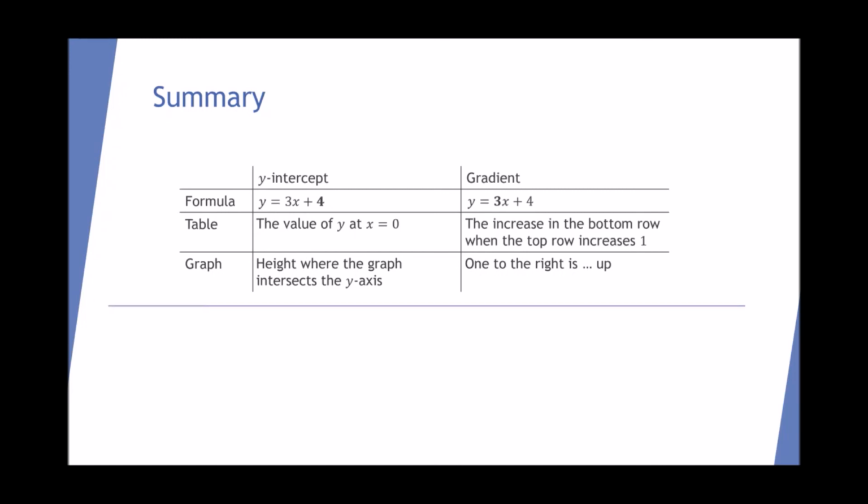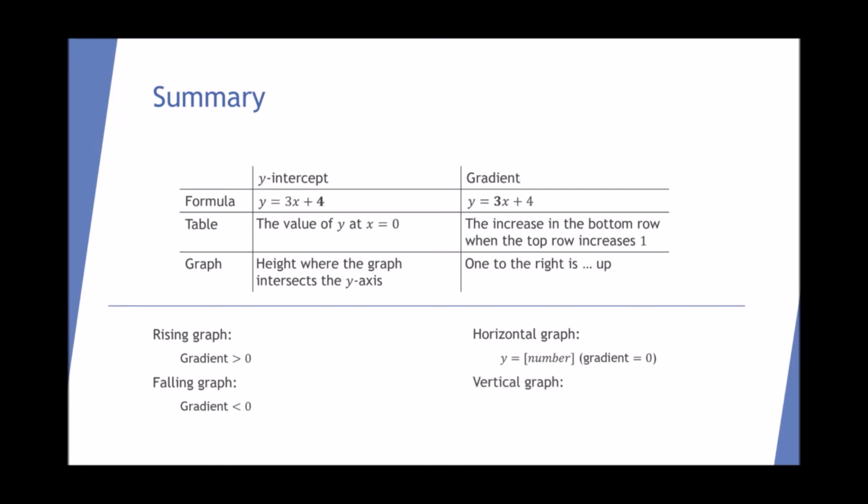Let's quickly have a look at the different directions we had as well. We saw for a rising graph that our gradient had to be larger than 0, so we added stuff. That for a falling graph, the gradient had to be smaller than 0, so we were subtracting something. And then we had a horizontal graph that was y equals something, because the gradient is 0. And for a vertical graph, we had a very special case where x equals some number, and where there is literally no gradient and no y-intercept.